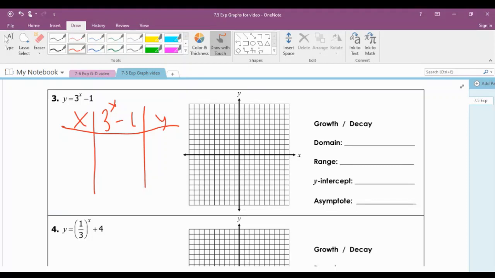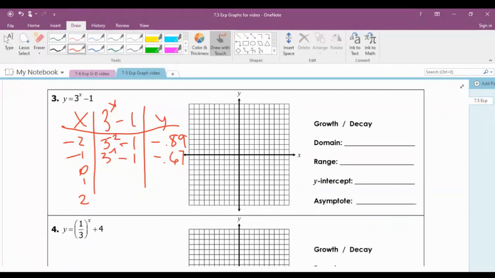So x is -2, -1, 0, 1, 2. And so 3 to the -2 minus 1 turns out to be -0.89. And 3 to the -1, which is a fraction, that's why you get those decimals there, minus 1, again, is going to be -0.67. So those are repeating numbers.